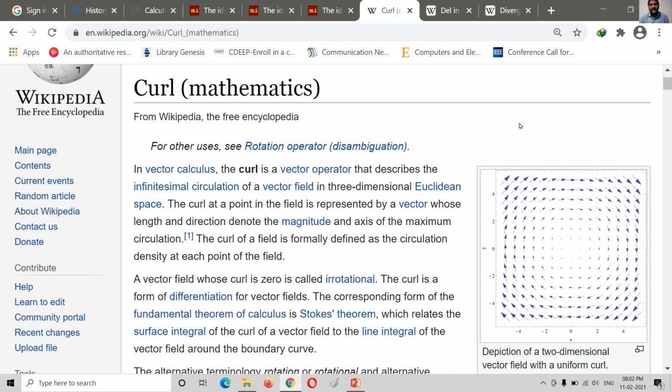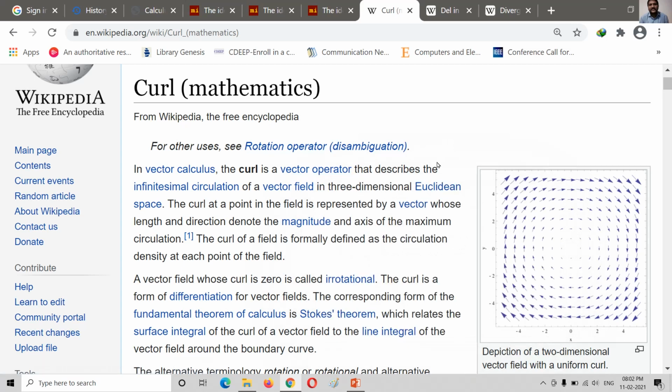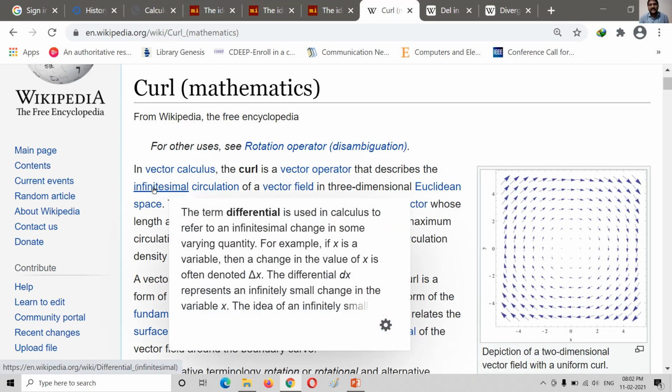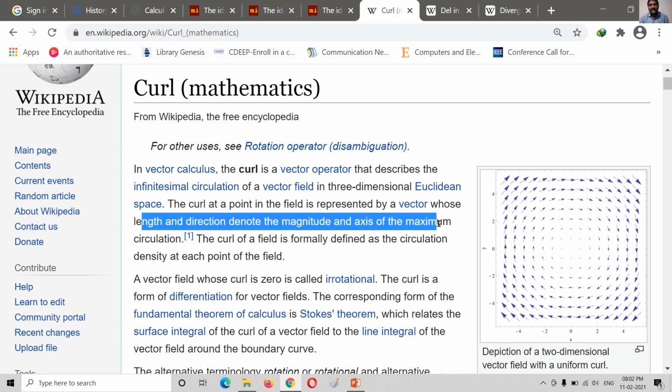So in vector calculus or vector algebra, we can say that curl is a vector operator, which describes the very small, infinitesimal, circulation of a vector field in three-dimensional space. At the same time, curl at a point is represented by a vector, and the length and the direction denote the magnitude and the axis of the circulation.